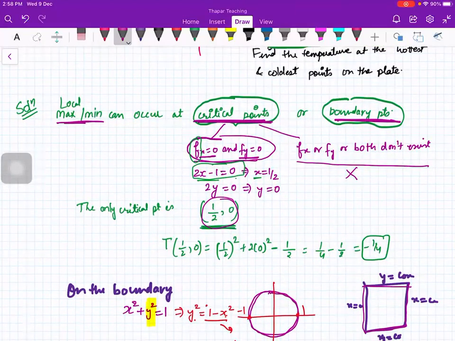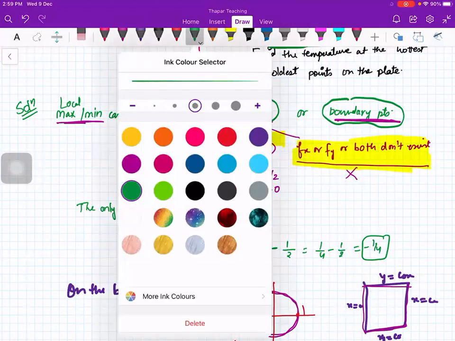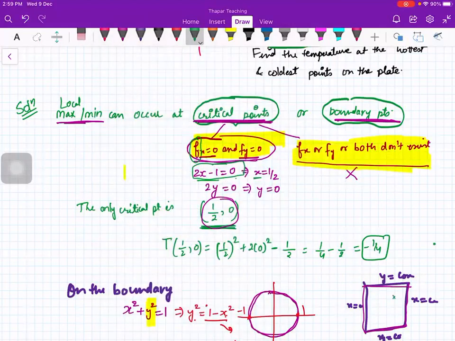Okay, critical points are of two types, either where both the derivatives are 0 or where fx, fy or both don't exist. Earlier somebody asked me a doubt, right? Ma'am, what happens if the function is not differentiable? So it may be possible that at some points the differentiability is not there. Then those points anyway you have to consider for maxima and minima. Is that okay, beta?